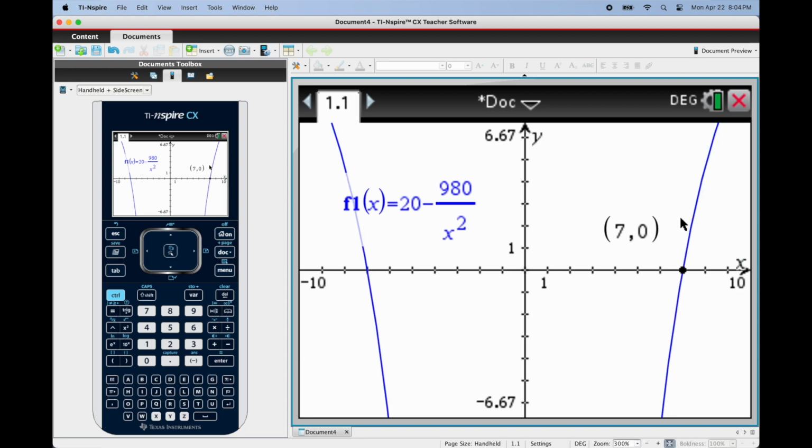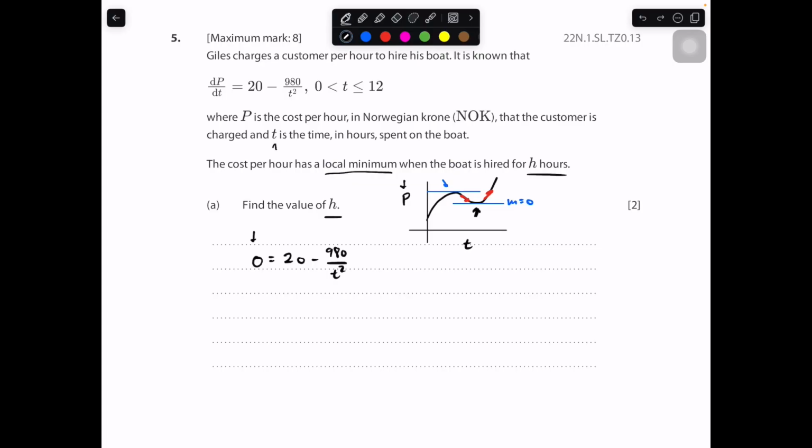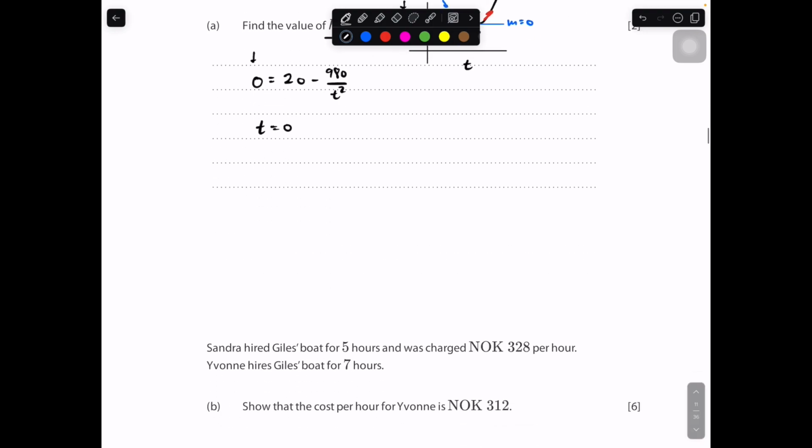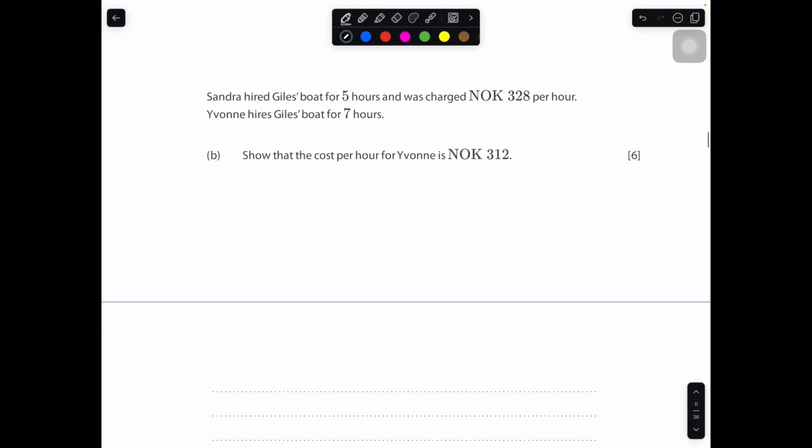Okay. Let's go back to our document then. So t is equal to 7. All right. Sandra hired Gil's boat for 5 hours and was charged 328. Yvonne hires Gil's boat for 7 hours. Show that the cost per hour for Yvonne is 312.